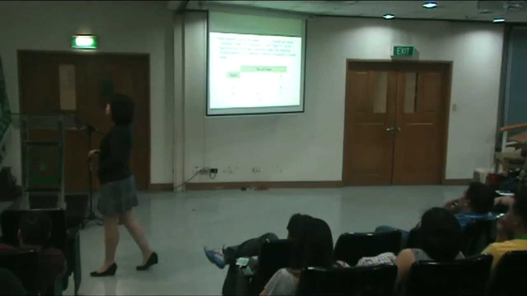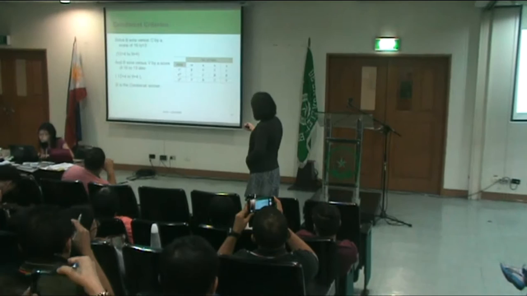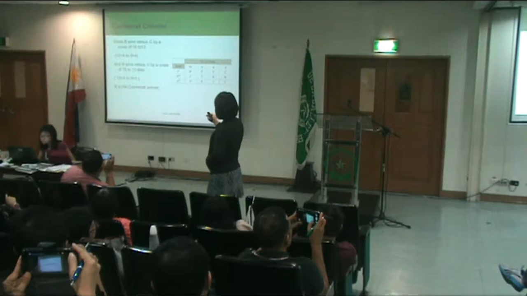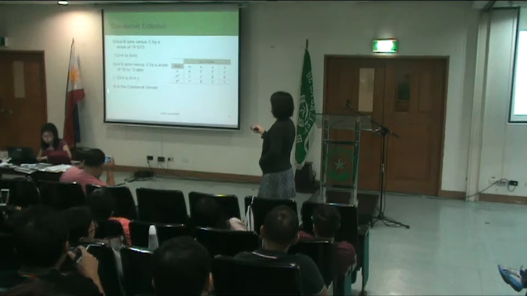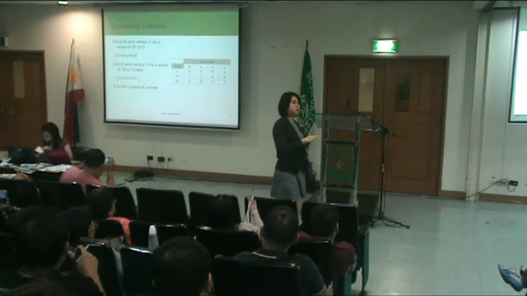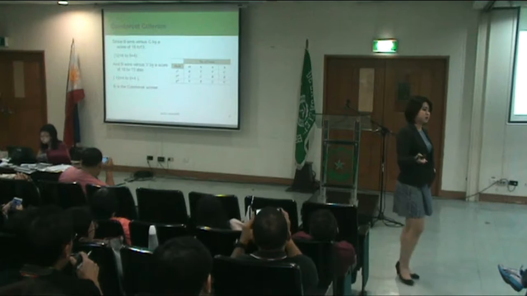Let's just go through this. B wins versus C. Here's the computation, so B is the winner. And B wins versus A also. So that means by Condorcet, B is the winner. So if you're using the plurality method, you're not sure to satisfy the Condorcet criteria. That's what I want to point out here.